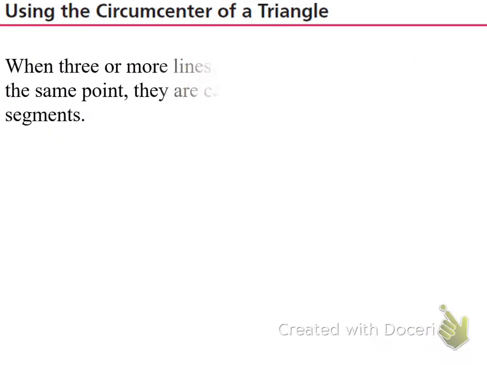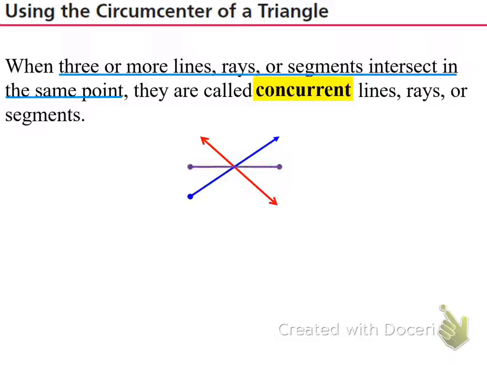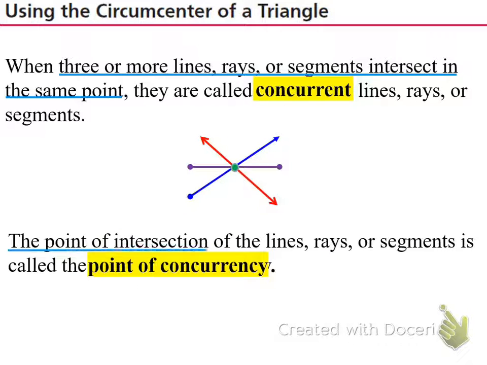But before we do, we're going to talk about the word concurrent. When three or more lines, rays, or segments intersect in the same point, they are called concurrent lines, rays, or segments. So where a bunch of lines intersect, it's called concurrent. Where they intersect is called the point of concurrency. The point of intersection of the lines, rays, and segments is called the point of concurrency.